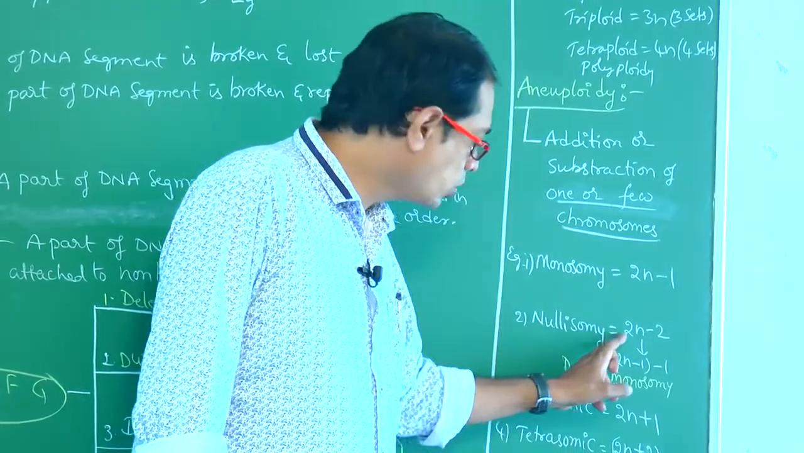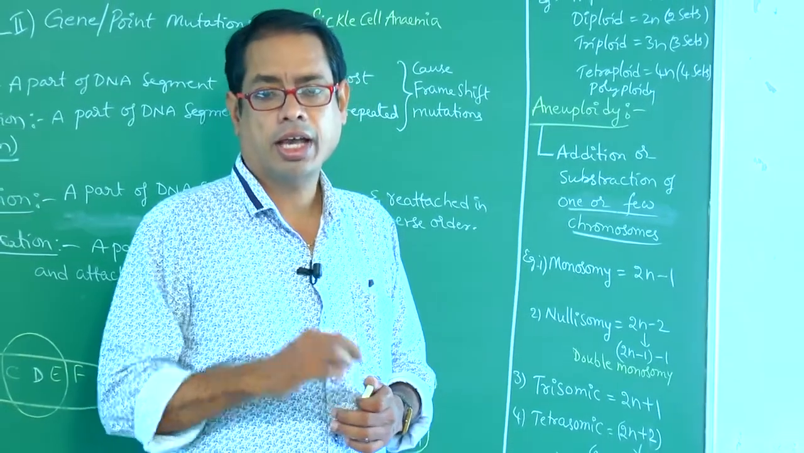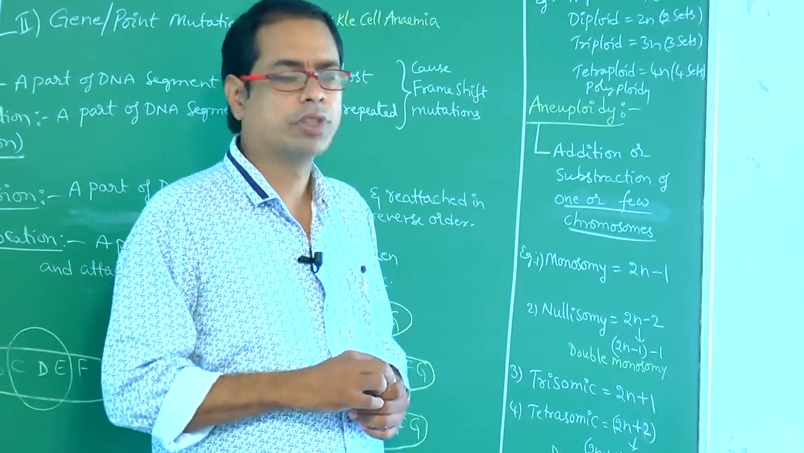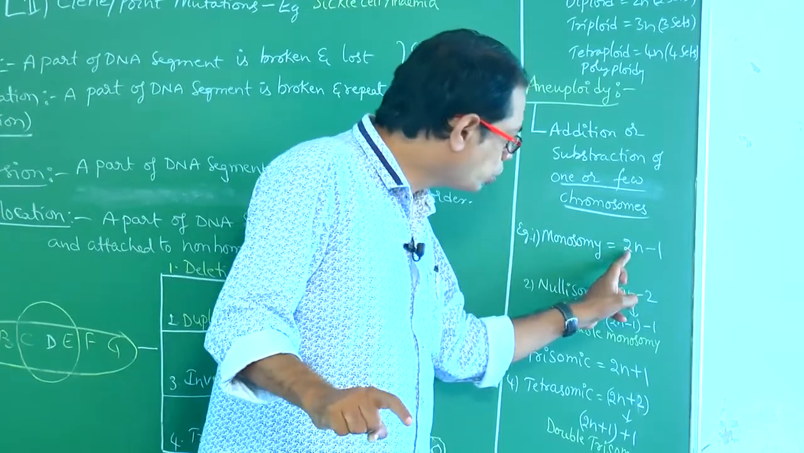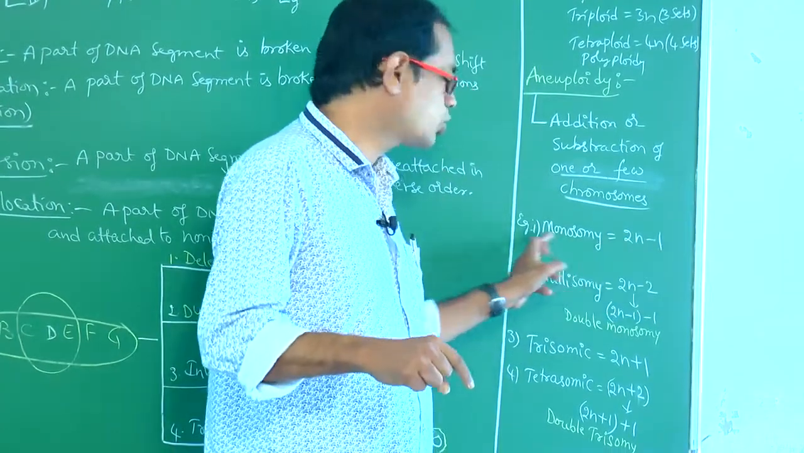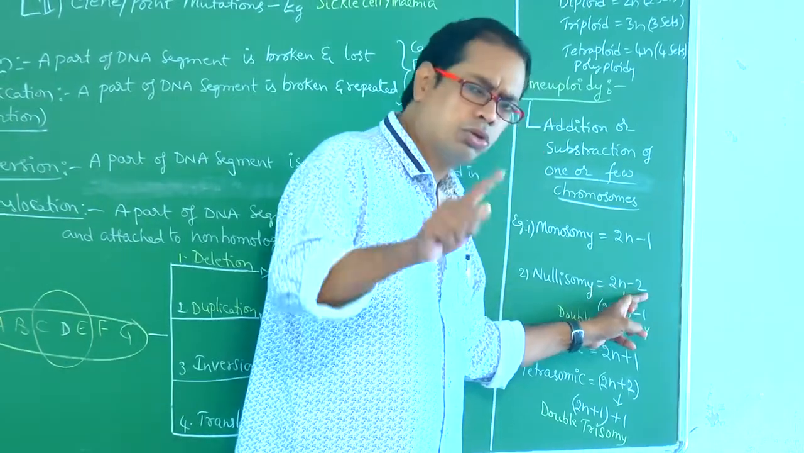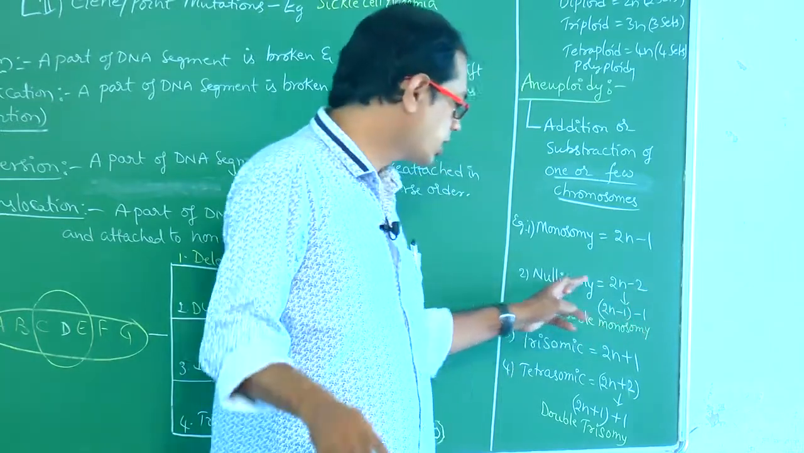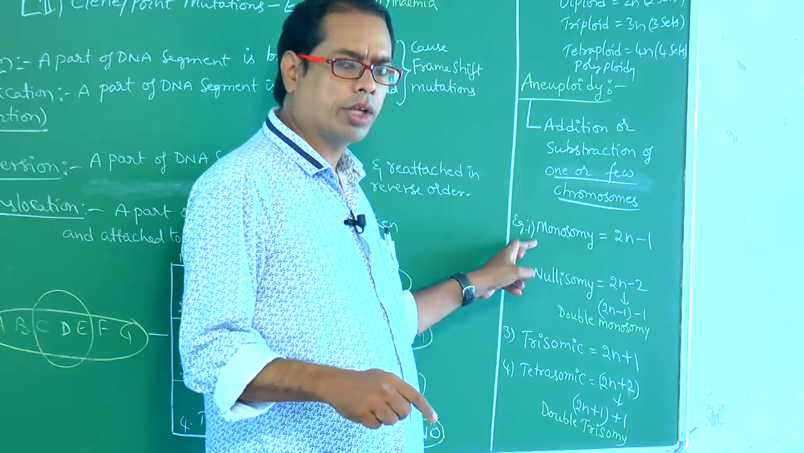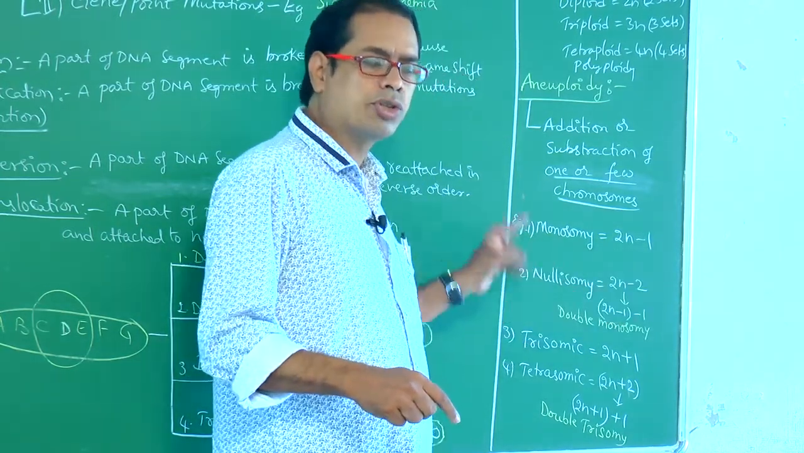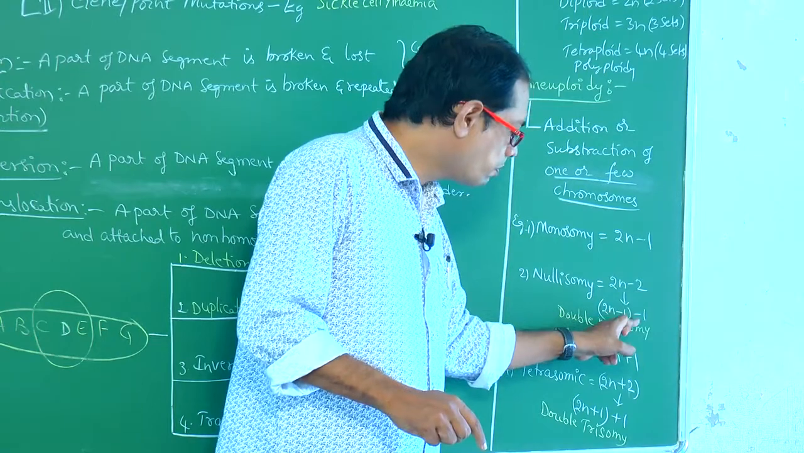Nullisomy means 2n minus 2. Don't learn these things by heart. I am going to tell you a trick. See, mono means 1. 2 minus 1 is 1. 1 means monosomy. Like that you have to remember. 2n minus 2: 2 minus 2 means 0. 0 means nulli. So 2n minus 1 is monosomy, 2n minus 2 is nullisomy. It can also be written as 2n minus 1 minus 1.